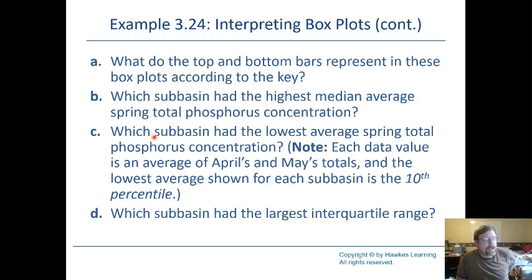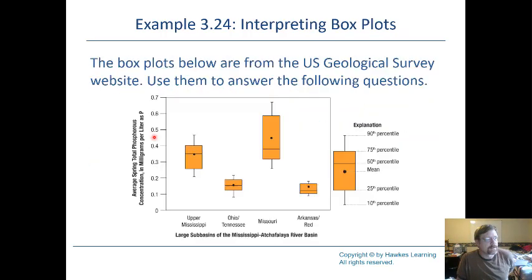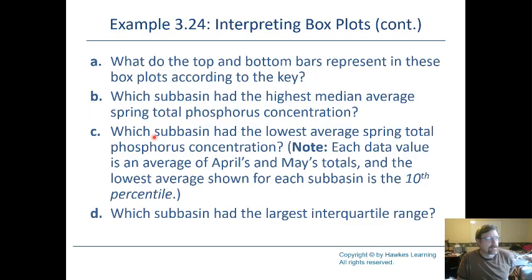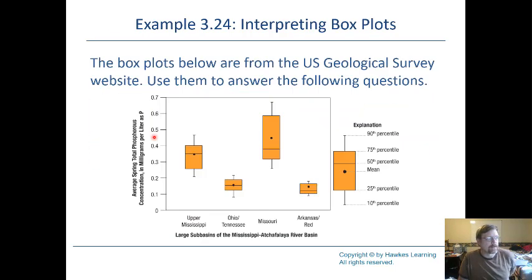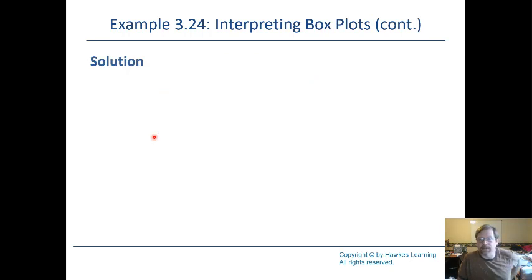Subbasin with the lowest average, being mean, spring total phosphorus concentration. We go back here so you can look at that. Okay. And which subbasin has the largest interquartile range? Again, I'll go back so you can look at that. All right, let's look at the answers.